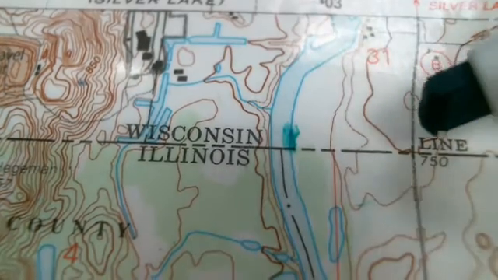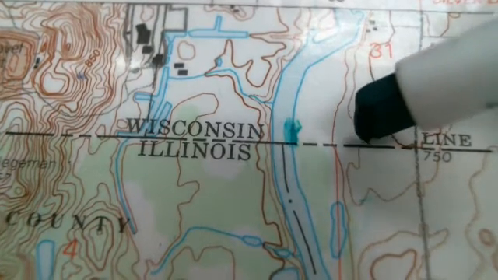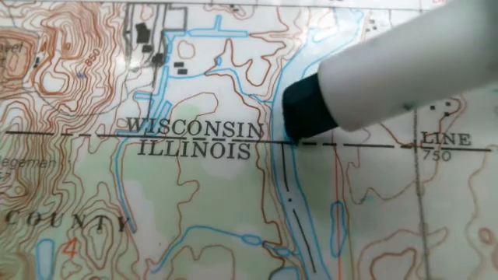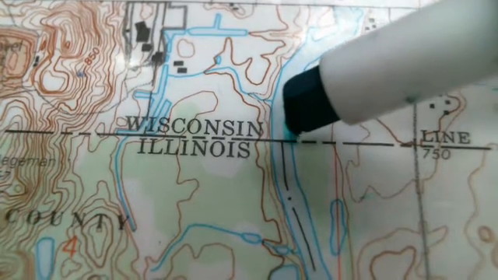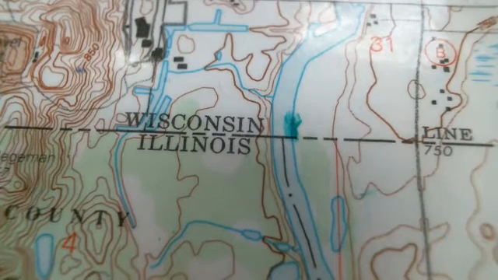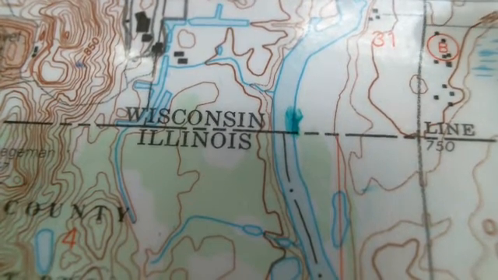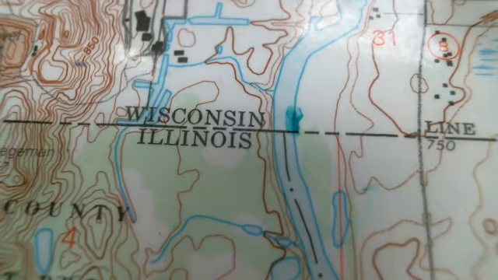So one more time, you start off at 750, go down 2.5 intervals, down to the water. Each interval is 10 feet. You do the math and write down your answer for line number 39.